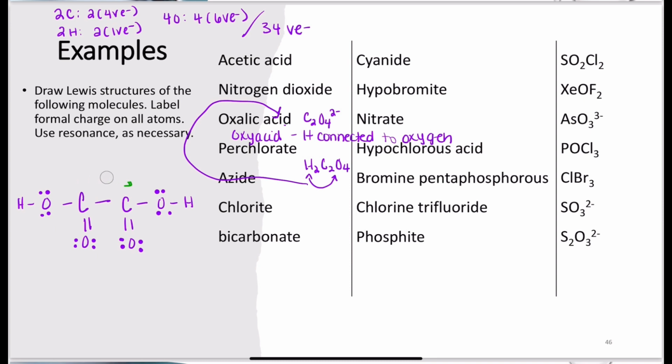Now my carbons have their octet. Now let's check your formal charge. I know when hydrogen has one bond, it's got a 0 formal charge. I know if oxygen has 2 bonds and 2 lone pairs, it has 0 formal charge, whether that be 2 single bonds and 2 lone pairs or 1 double bond and 2 lone pairs. I know once carbon has 4 bonds, it has a 0 formal charge, whether that be 4 single, a double and 2 single, 2 double, or a triple and a single. So all of the atoms here have a 0 formal charge, and this is your Lewis structure for oxalic acid.